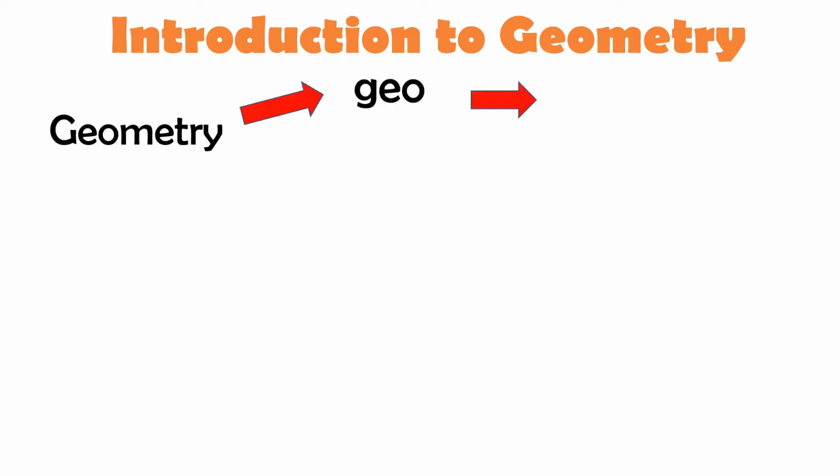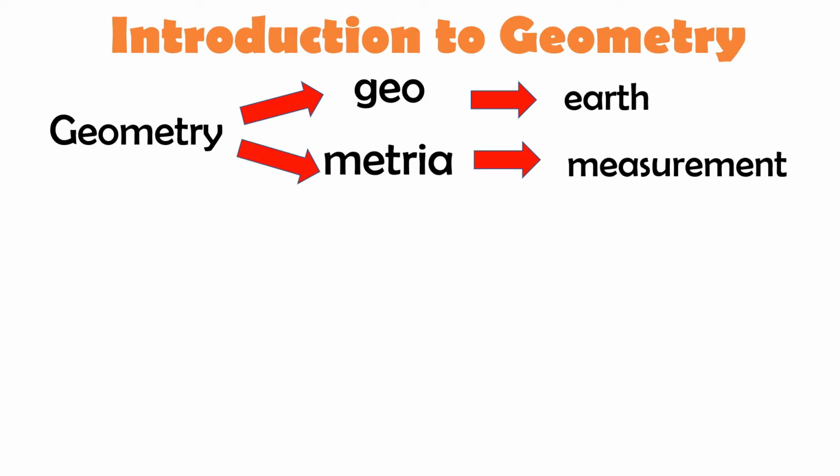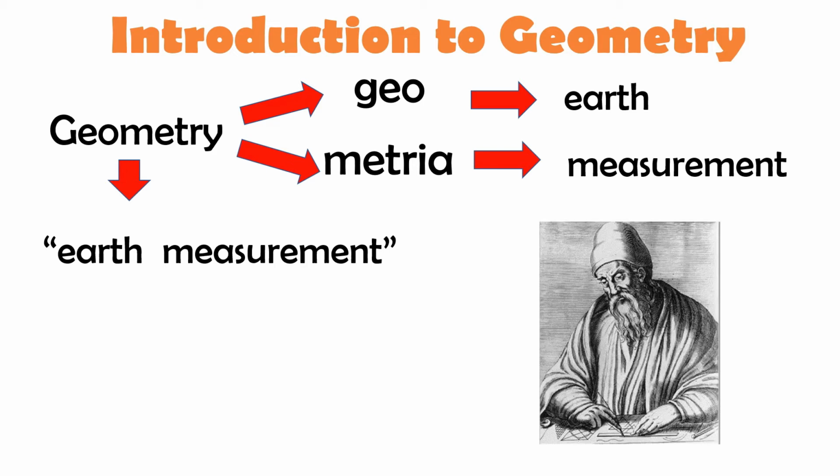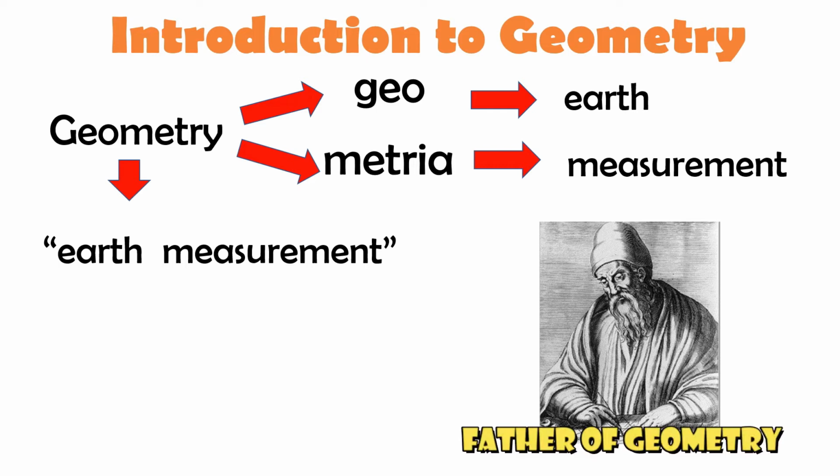Geometry comes from the two Greek words geo, which means earth, and metria, which means measurements. That is, geometry is about earth measurement. Now, the person who made a very significant contribution to the study of geometry was Euclid, known as the father of geometry.